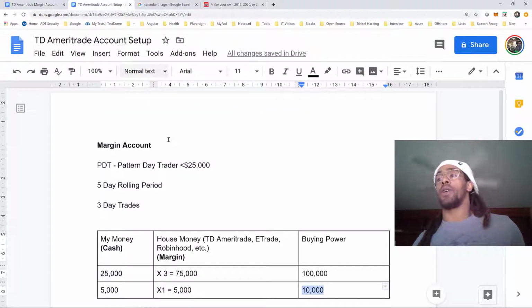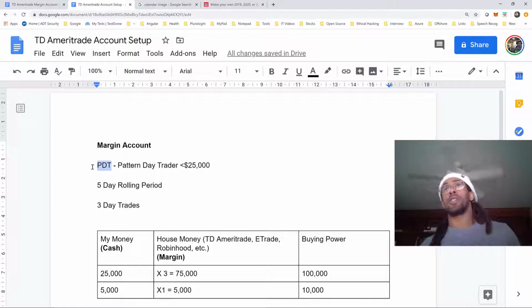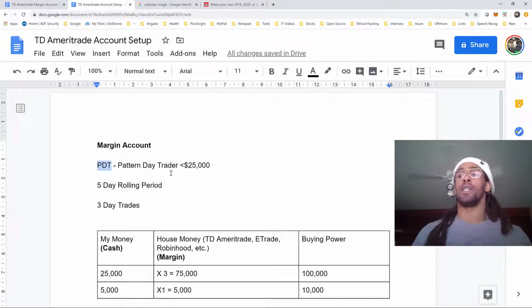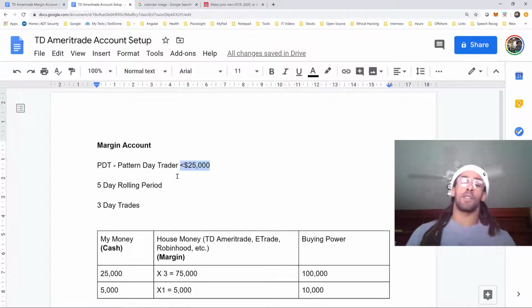So let's talk about a few things. The reason why we're doing a cash account and a margin account is because of something called the PDT rule, the pattern day trader rule, and that applies to people with less than $25,000 in their account. I'm a person with less than $25,000 in my account, so I learned about this rule the hard way. What this rule says is that in a 5-day rolling period, you can only execute 3 day trades.